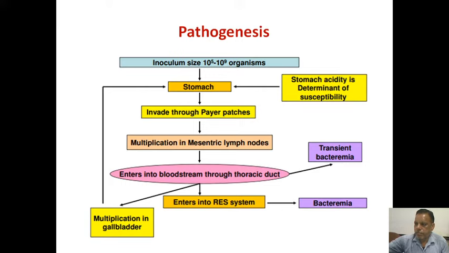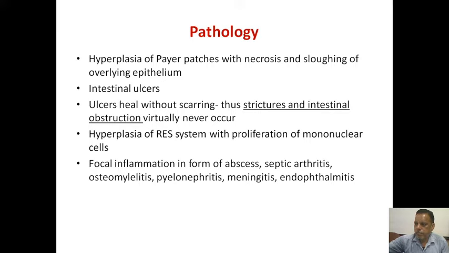Now this transient bacteremia leads to seeding of these organisms into various organs. Typically they enter the reticuloendothelial system, which leads to the disease proper, right? Now from the reticuloendothelial system, they might also enter the bloodstream again, causing another round of bacteremia. Typically, pathologically what is seen is hyperplasia of the Peyer's patches, necrosis and sloughing of the overlying epithelium, and intestinal ulcers, and typically the ulcer heals without scarring, thus strictures and obstruction virtually never occur.